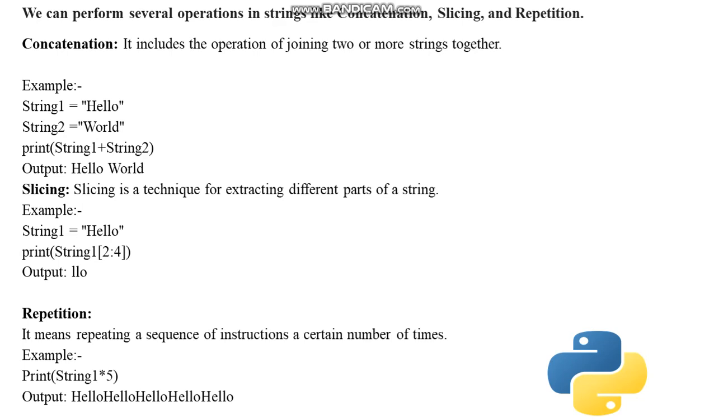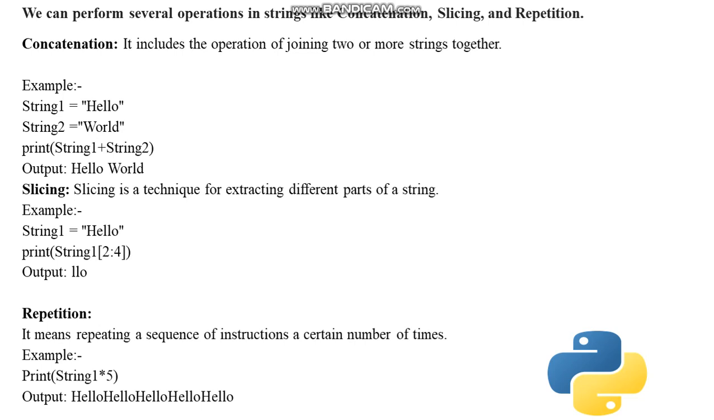We can perform several operations on strings like concatenation, slicing, and repetition. Concatenation means joining of two or more strings. We use the plus operator for this. For example, say string1 is hello, string2 is world. I am printing string1 plus string2. It will give me output as hello world.